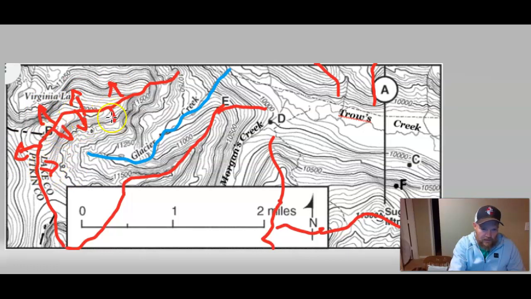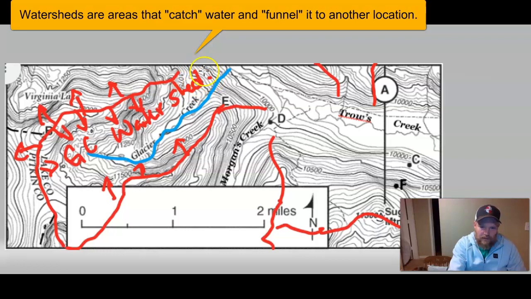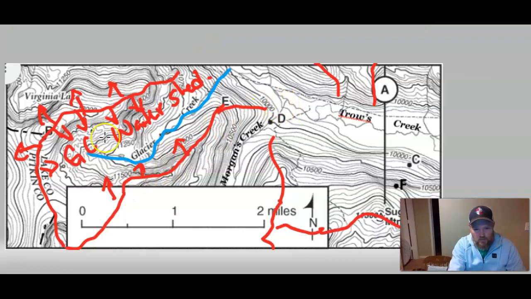So it's a game of inches, depending on which way it actually starts to fall. When it falls right on that peak or that ridge line, it's going to fall one way or the other, right? And so all of the rain that falls in this area will feed into Glacier Creek, right? So this area right here would be the Glacier Creek watershed.